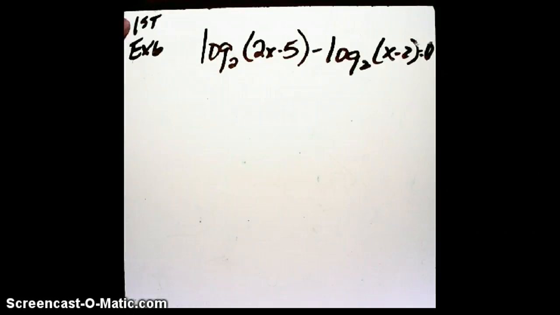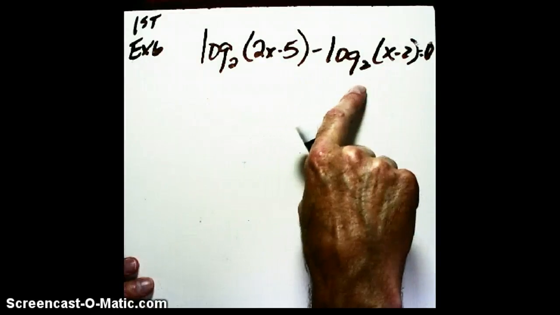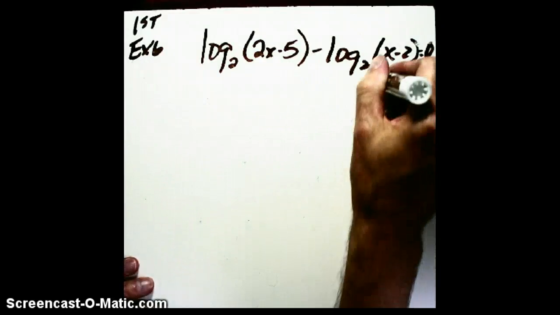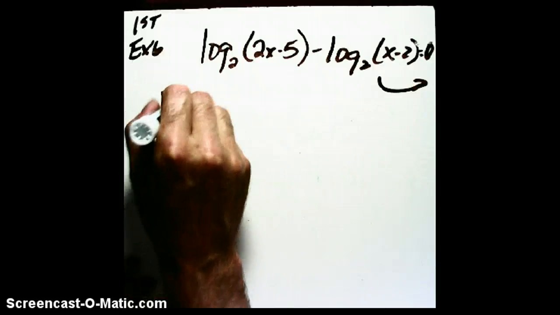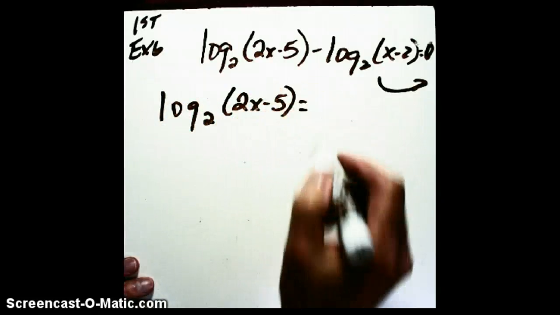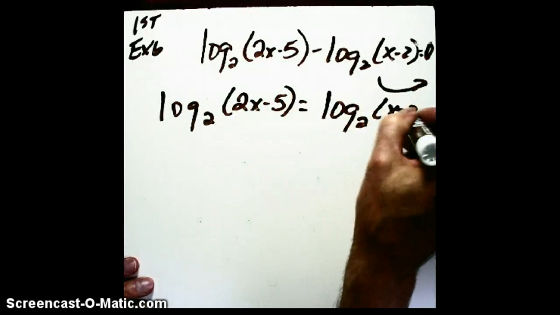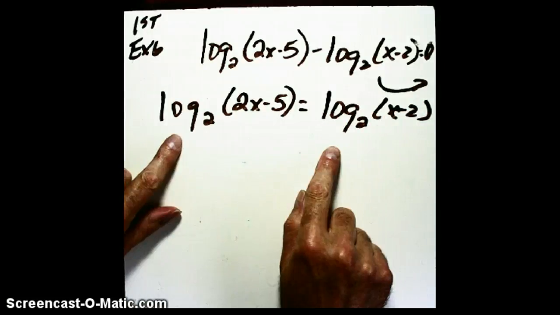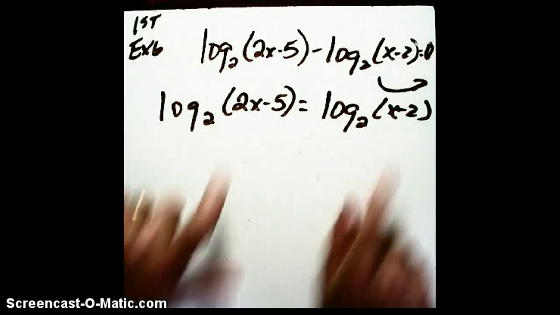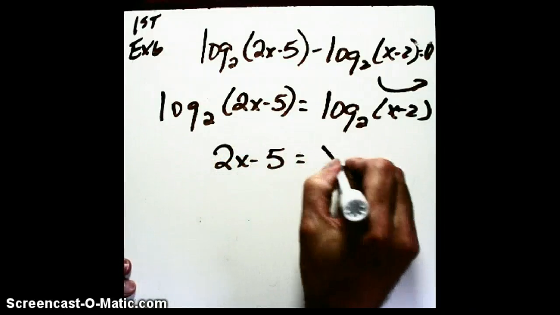Okay, this is from the first reading, example 6. This seems like such a complicated problem, but really it's not too bad. Log base 2 of 2x minus 5 minus log base 2 of x minus 2 is equal to 0. I can move that to the right side. That would be log base 2 of 2x minus 5 is equal to log base 2 of x minus 2. Now notice these two parts are the same, so the arguments would be equal to each other, or 2x minus 5 is equal to x minus 2.